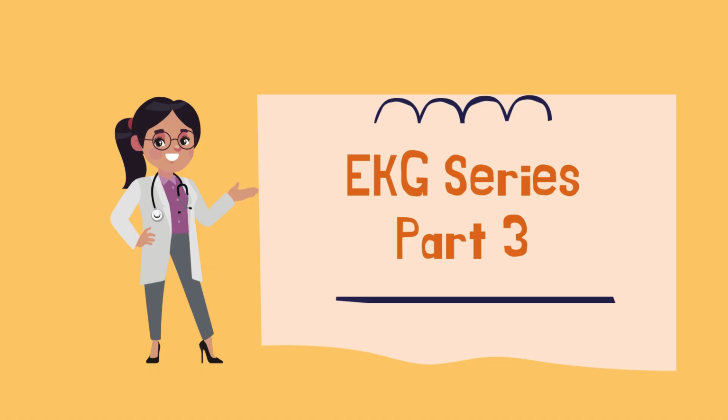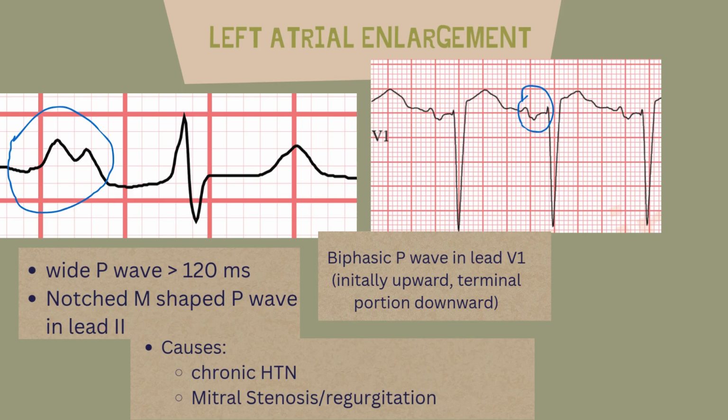Today in part 3, we're rounding it out with the rest of the high yield patterns that we need to recognize fast and confidently. So grab a pen, maybe your emotional support coffee, and let's decode the final chapter of rhythm mastery. Let's start with hypertrophy and enlargement because size does matter. At least when it comes to atria and ventricles.